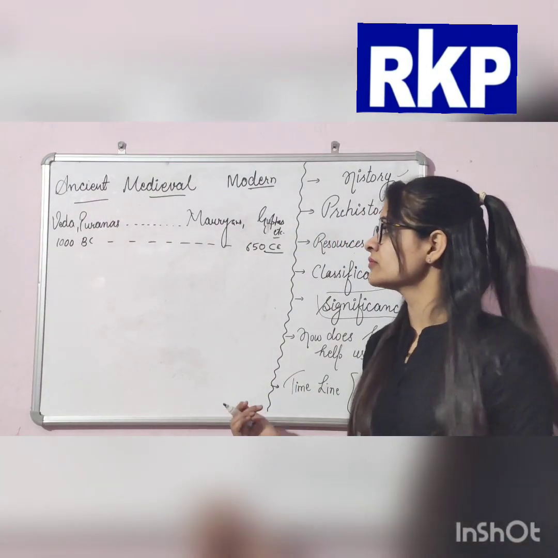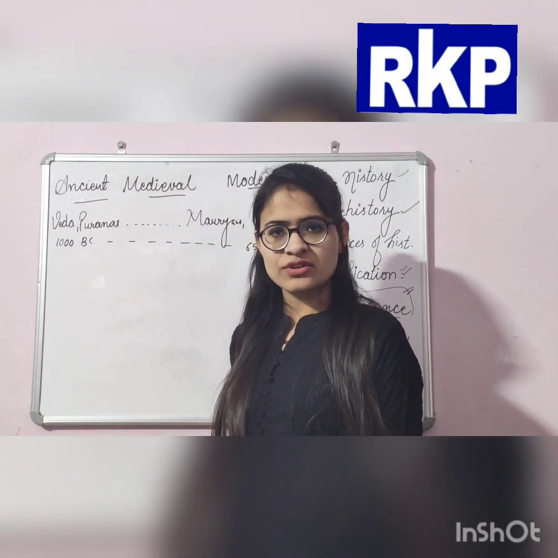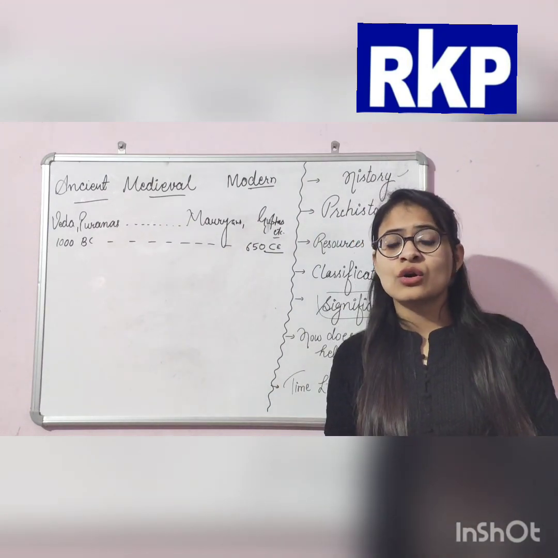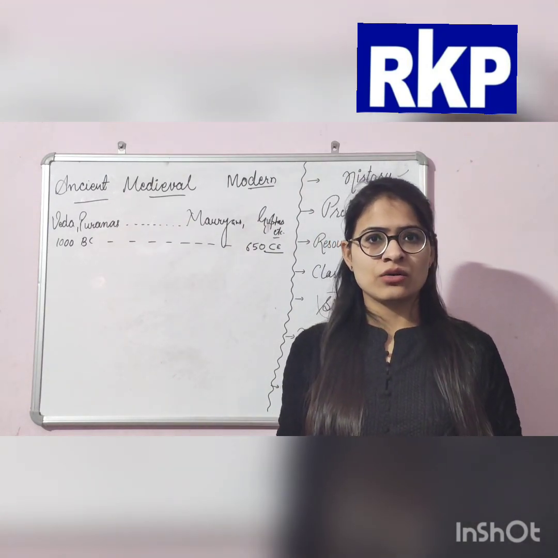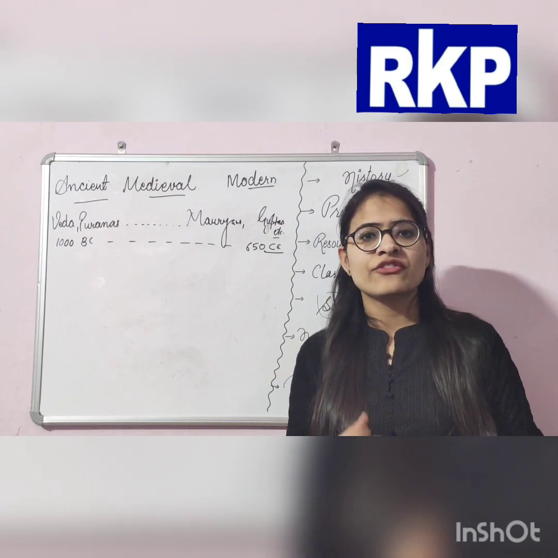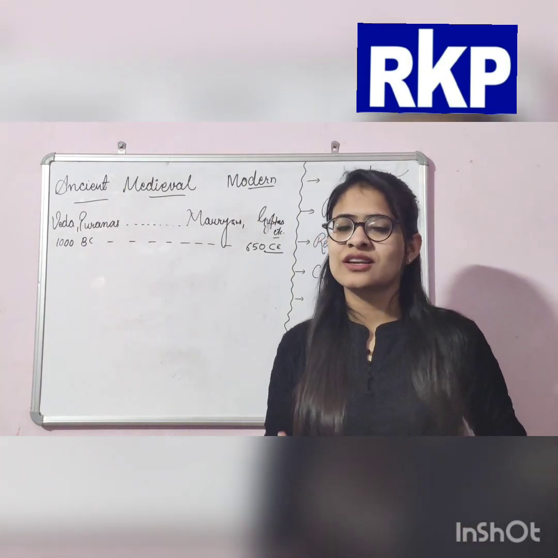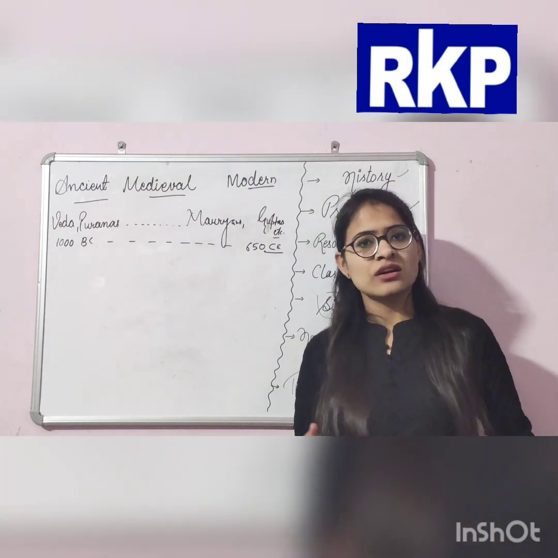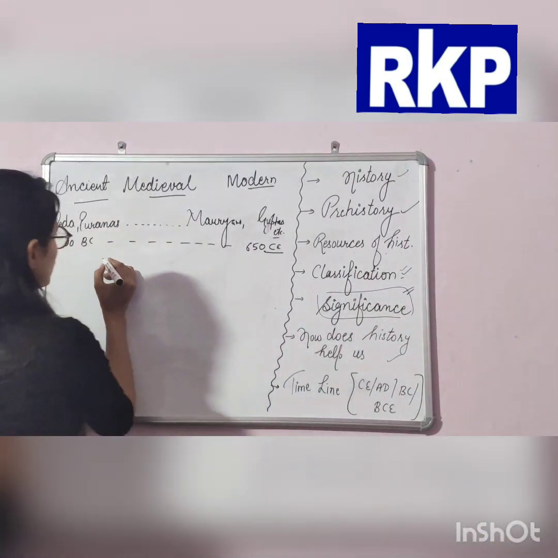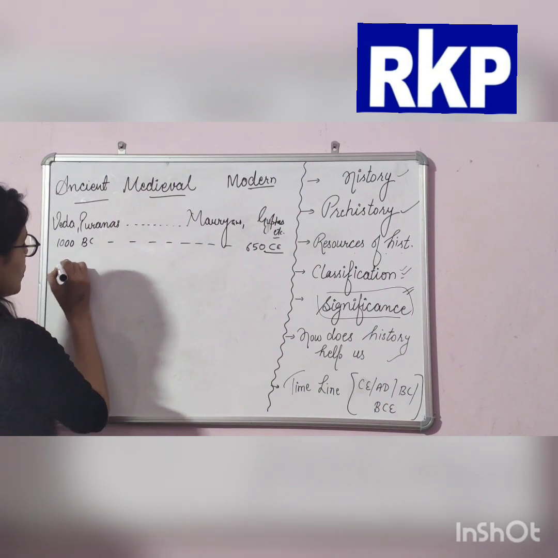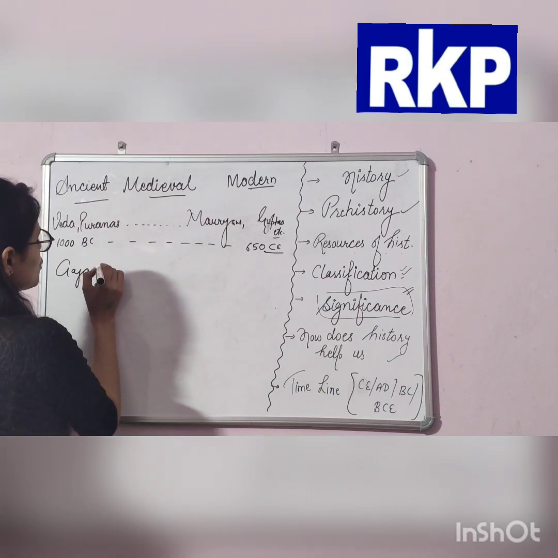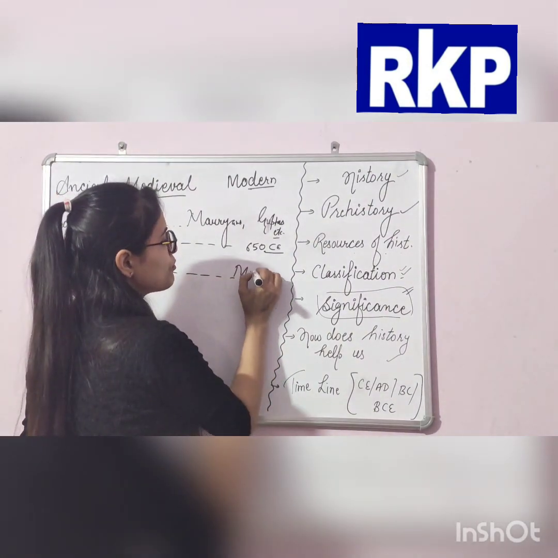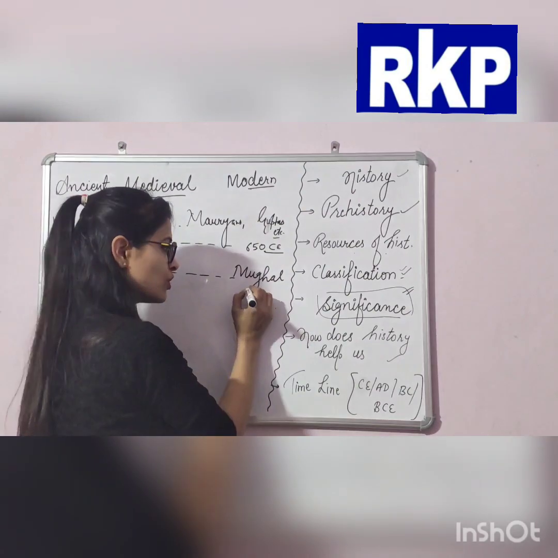After that, second is medieval history. Medieval history starts with the arrival, the coming, the commencement. It starts with the arrival of Mahmud Ghazni to our country. Mahmud Ghazni was a Turk who came into our country. It starts with the arrival of Mahmud Ghazni and goes till the Mughal Empire.